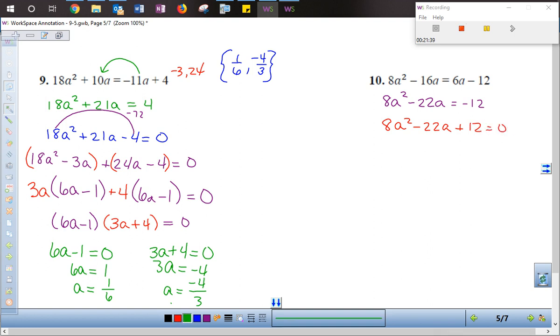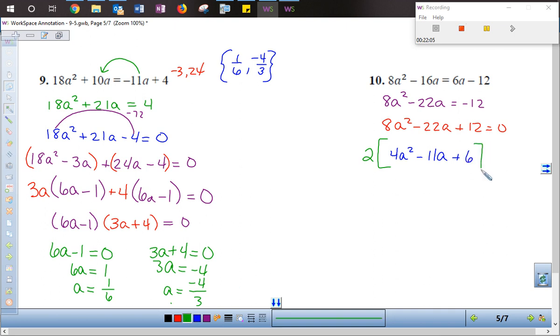Now that it's set equal to 0, let's look for a greatest common factor. So 8, 22, and 12. A 2 can go into all of those. So I'm going to start with a 2 and an open bracket. 8a squared divided by 2 leaves me with 4a squared. Negative 22a divided by 2 leaves me with negative 11a. And 12 divided by 2 leaves me with 6.